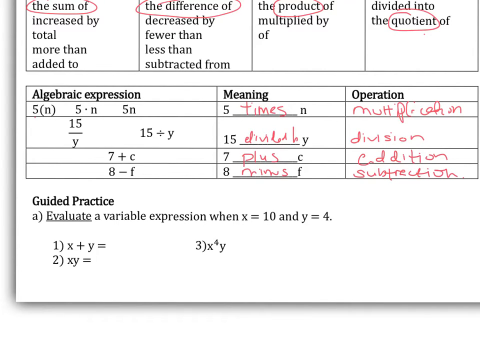Okay, guided practice, part A. Evaluate a variable expression when x equals 10 and y equals 4. So 10 plus 4 equals 14. 10 times 4 equals 40. And here, 10 to the 4th power times 4 gives you 40,000.